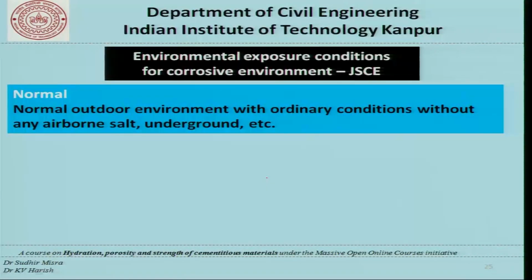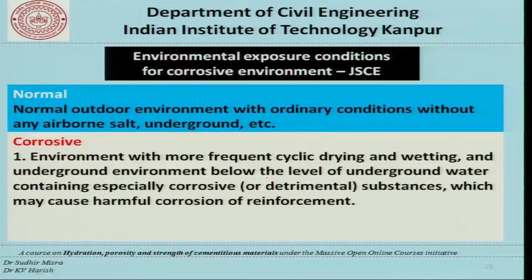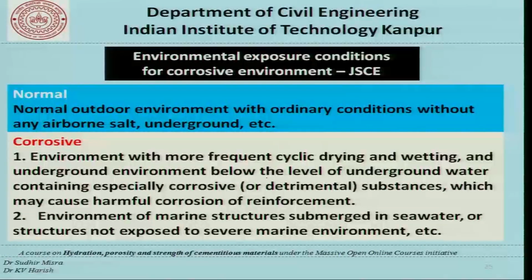Now, moving to the Japanese classification, normal refers to normal outdoor environment with ordinary conditions without any airborne salt, underground and so on. Whereas corrosive conditions are environment with more frequent cyclic wetting and drying, and underground environment below the level of underground water containing especially corrosive or detrimental substances which may cause harmful corrosion to the reinforcement. Or we have environment where marine structures submerged in seawater or structures not exposed to severe marine environment. This is the classification of JSCE for corrosive conditions.